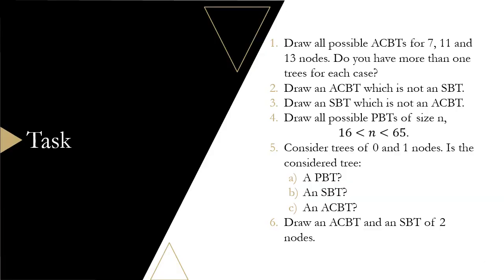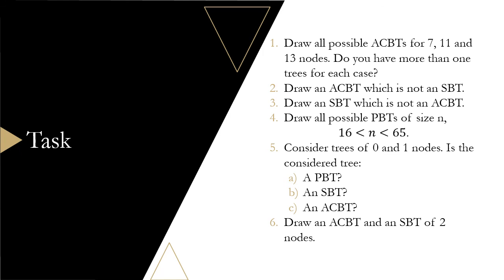I have a few tasks for you here. I hope that you find them interesting. Task number 1 is draw all possible ACBTs for 7, 11 and 13 nodes. Do you have more than one tree for each case? Task number 2, draw an ACBT which is not an SBT. Task number 3 says draw an SBT which is not an ACBT.